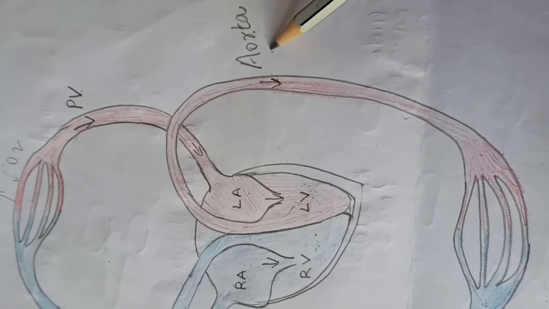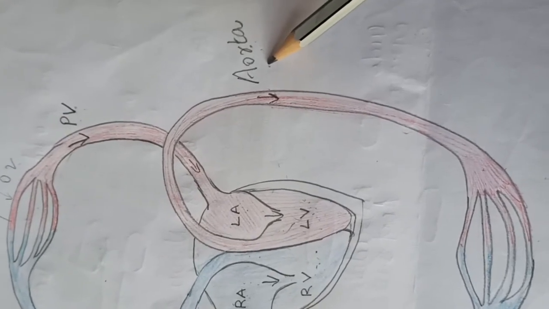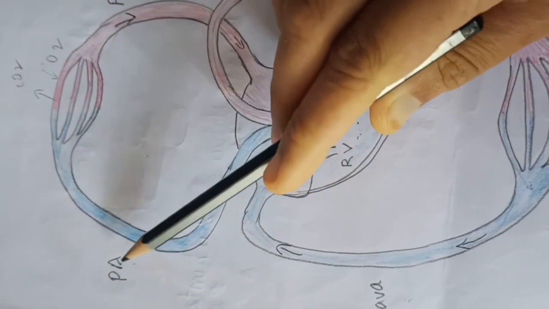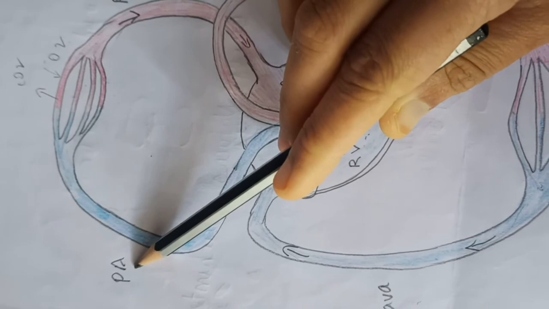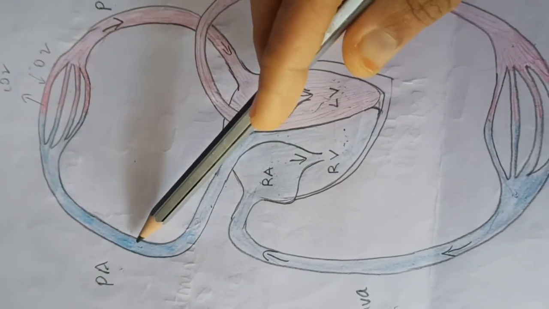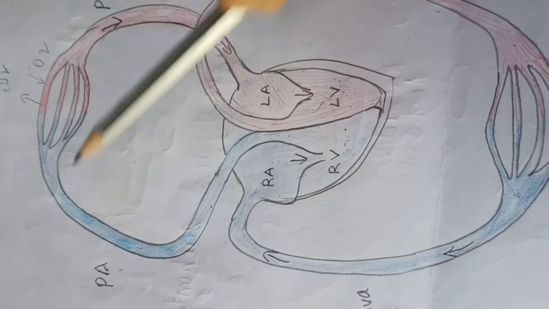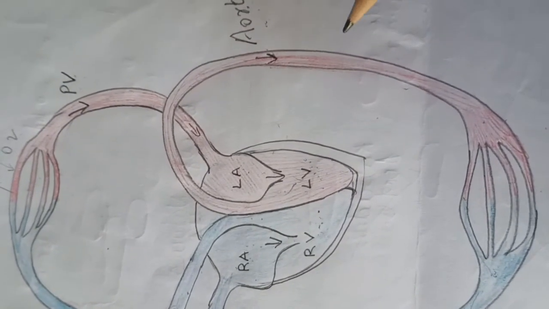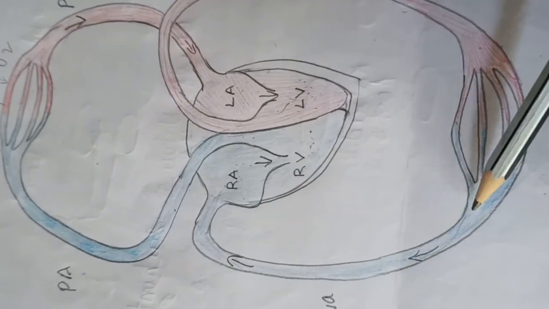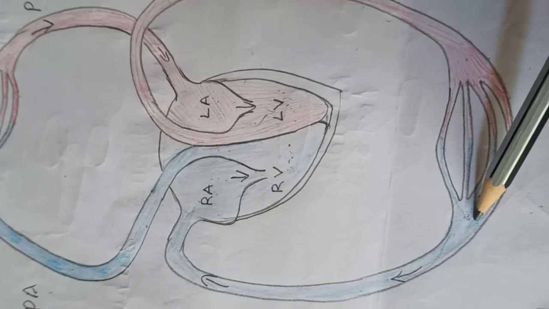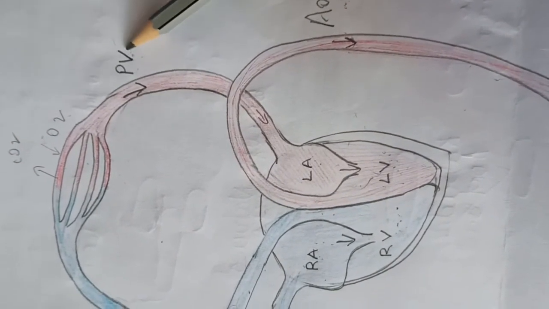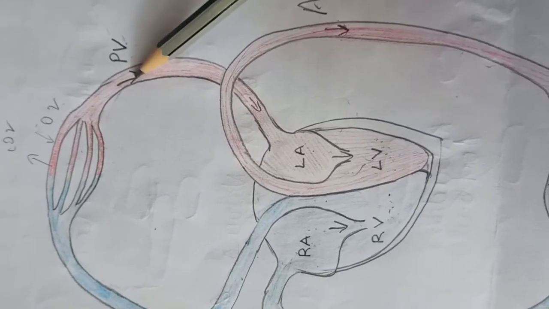So these are the points. An exceptional case is there. All the arteries will carry oxygen rich blood except this pulmonary artery. Look at this pulmonary artery. It is carrying carbon dioxide rich blood. That's why we have given blue color. All other arteries will carry oxygen rich blood. Same like that, all the veins will carry carbon dioxide rich blood, except this pulmonary vein. This pulmonary vein carries oxygen rich blood.